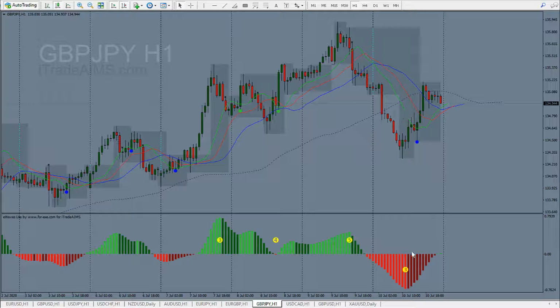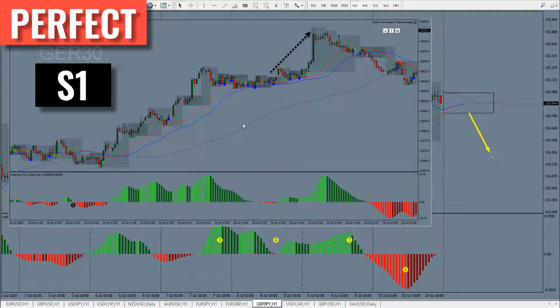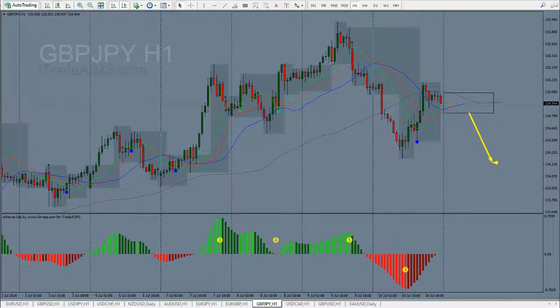So what we have here is a 3, 4, 5 completed up, and then we have a 3 down. This could produce a setup 1 or a setup 0 if it stays sideways, and then you could probably take it short like so over there. That could happen, but we'll see how it goes. So this is another one that I'll be looking at this week.